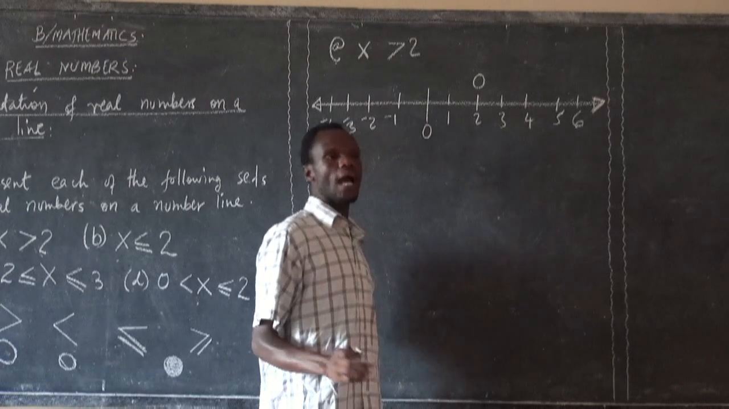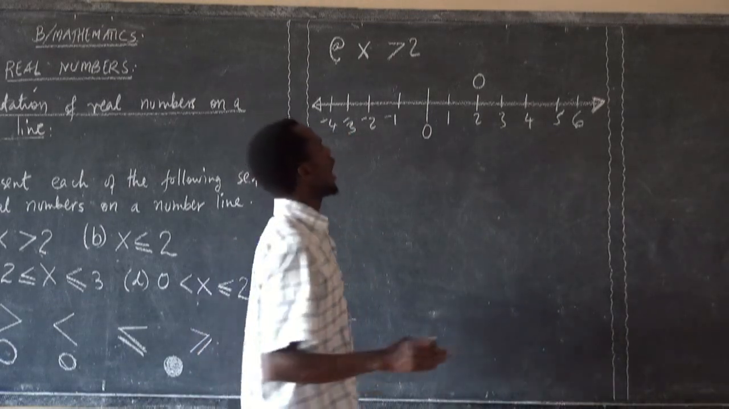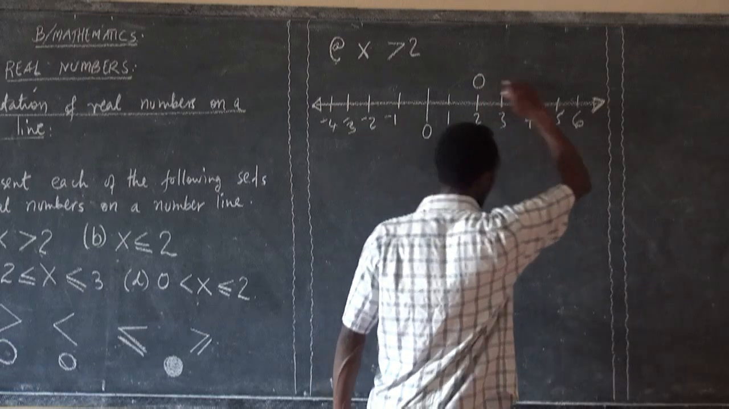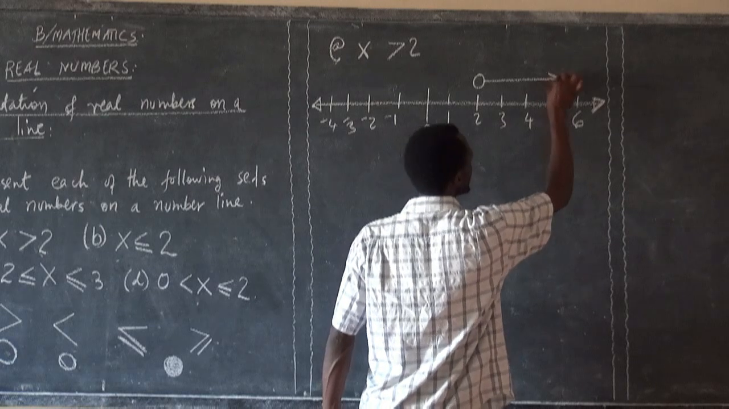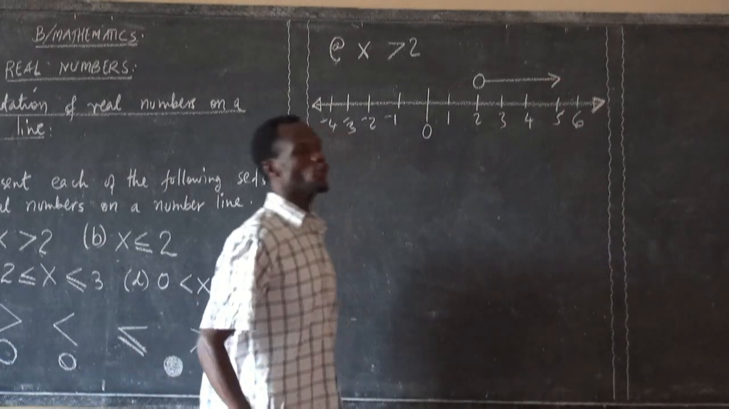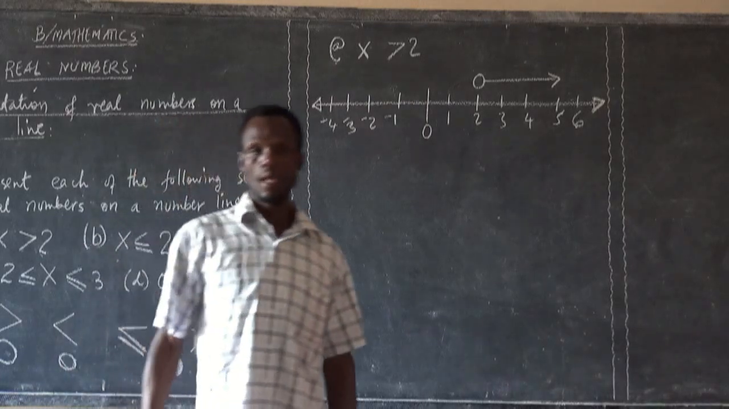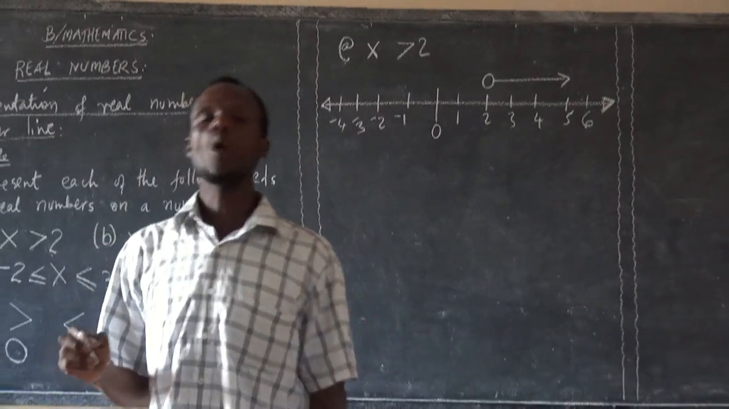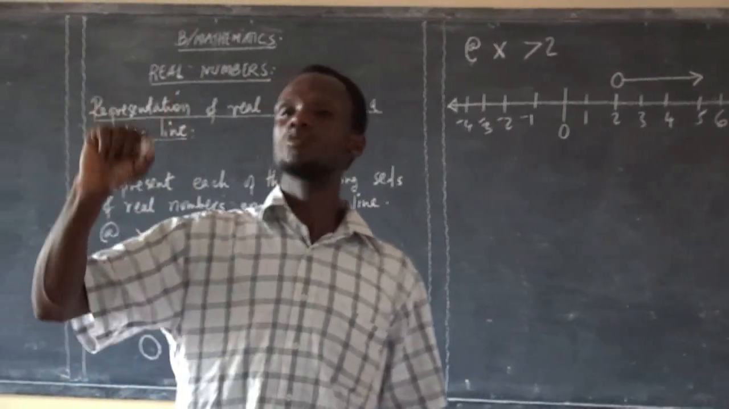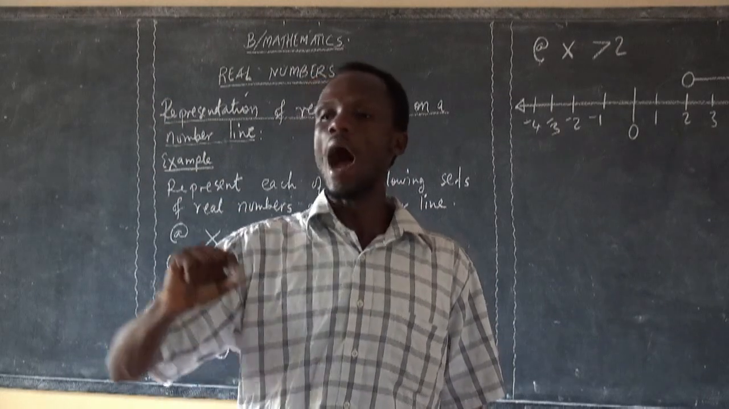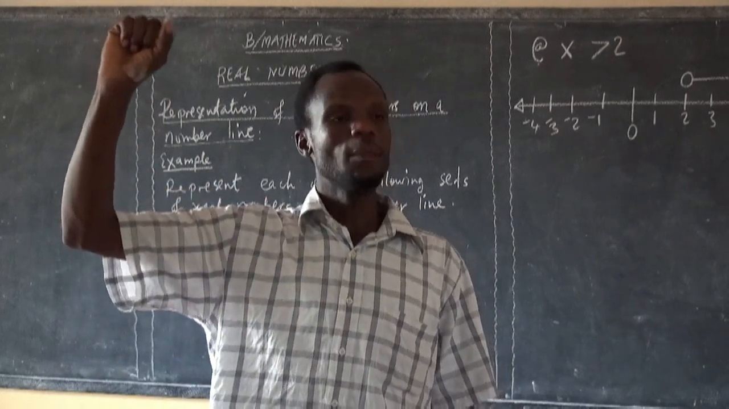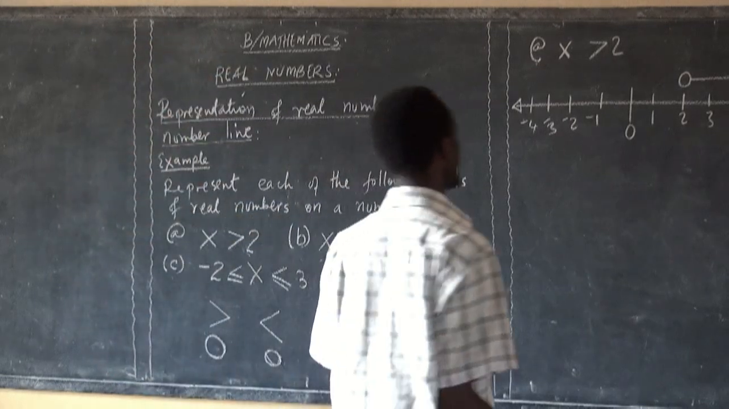Now numbers which are greater than 2 are located to the right. Now we draw this line, showing it with an arrow. Why do we show it with an arrow? It is simply because we want to show numbers which are greater than 2 going to infinity. They go to infinity, meaning they have no limit.